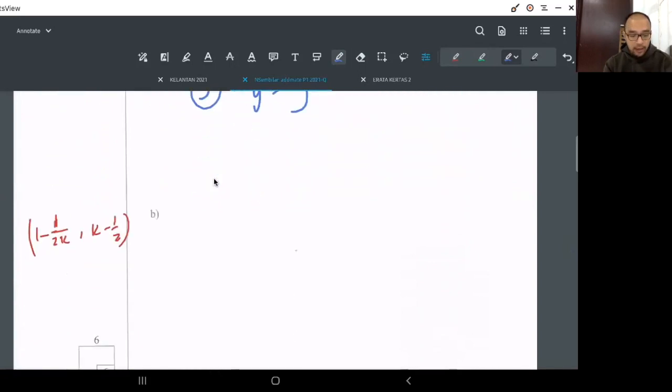So you will get this. Again, a very strange answer. 1 minus 1 over 2k, and this is the x coordinate. Then the y coordinate is k minus half. So again, now we're not dealing with numbers, we're dealing with the concepts behind it.